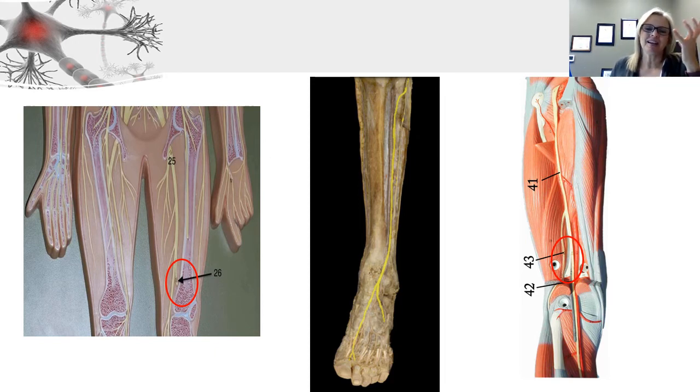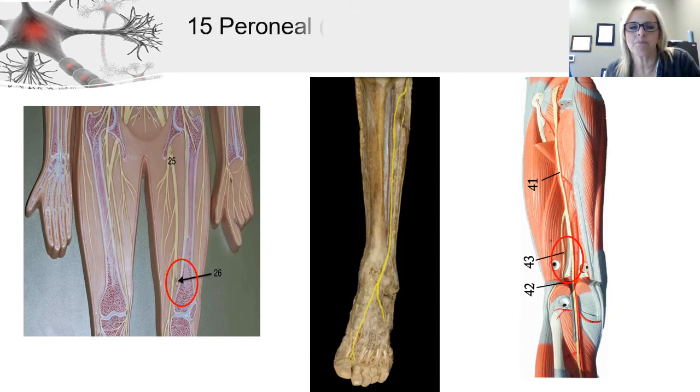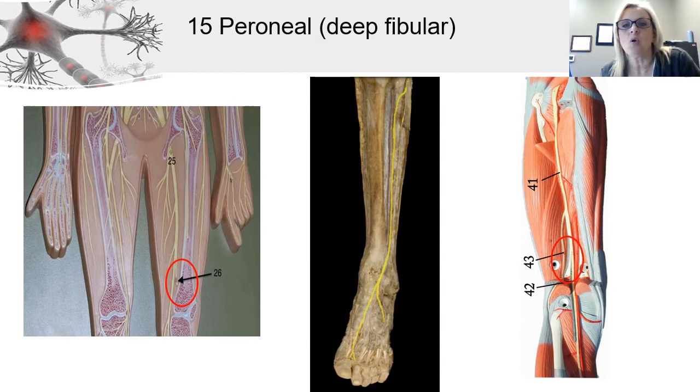So this one has two names here, and again, you can see here we are over here, and right here, and in here. So we have some different views here. What's the name of this one? Peroneal or deep fibular, or peroneal nerve. Or deep fibular, all right?